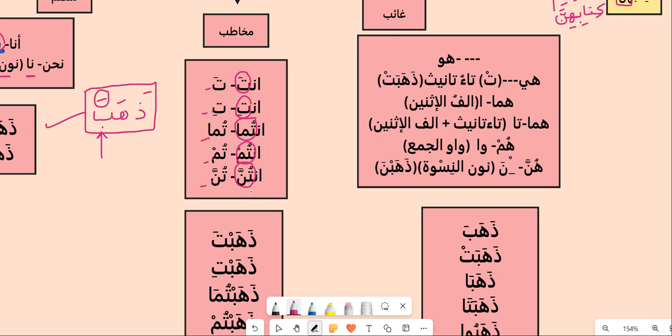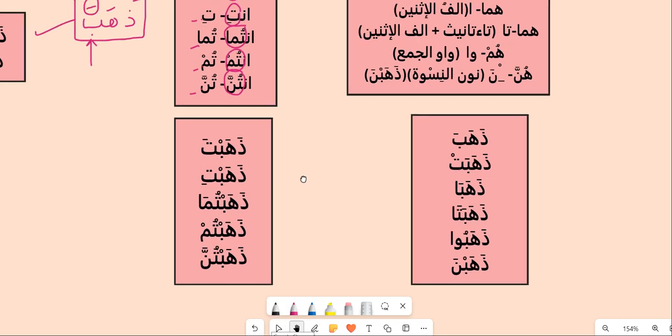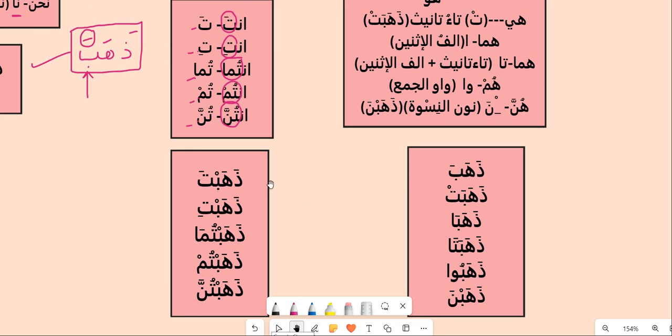Now you want to attach it with the verb dhahaba. So now what is happening? Dhahabta. So you can see the sukoon. Pay attention to the structure when you are attaching the damir with the past tense verb. Dhahabta, dhahabti, dhahabtuma, dhahabtum, and dhahabtunna.